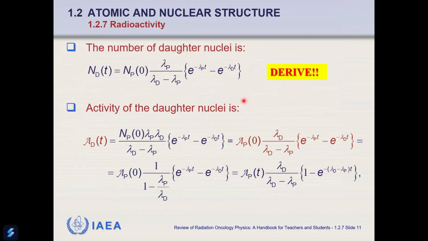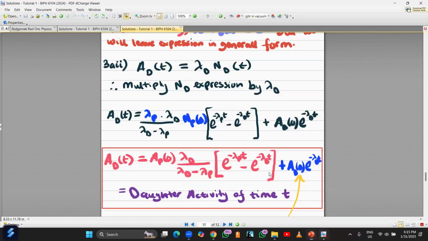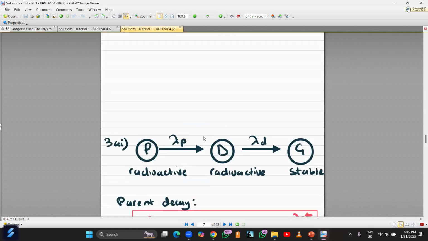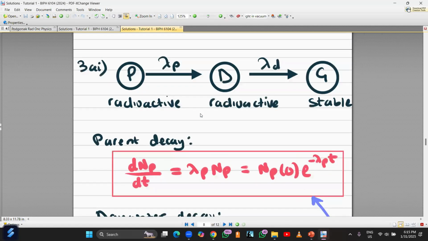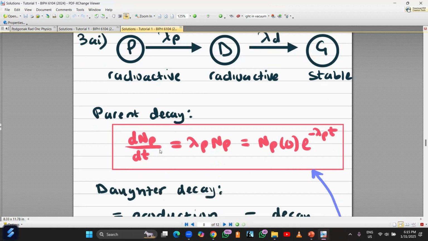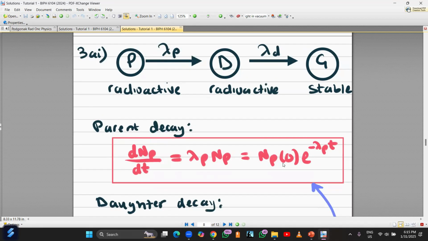Or I can give you a little hint. You have a parent decaying to a daughter and a daughter decaying to a granddaughter. The parent has decay constant lambda p, the daughter has decay constant lambda d. So these two are radioactive. The granddaughter is stable. Like I said, the parent is not being formed from any other decay, so it simply follows an exponential decay equation. The rate of change of the parent with time is simply the initial amount times the exponential decrease.